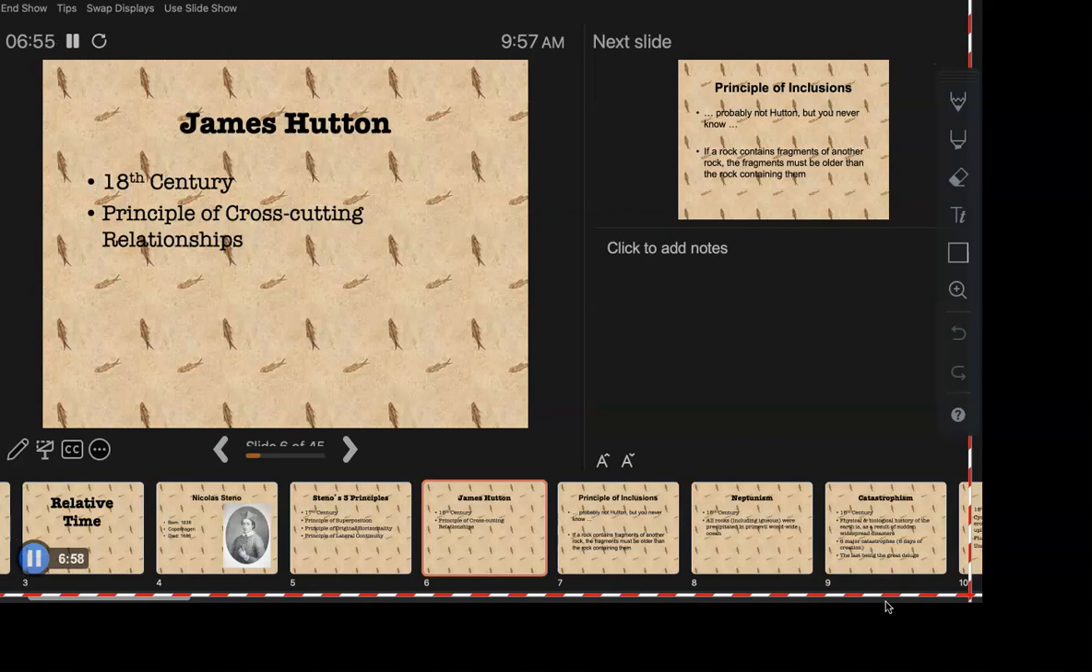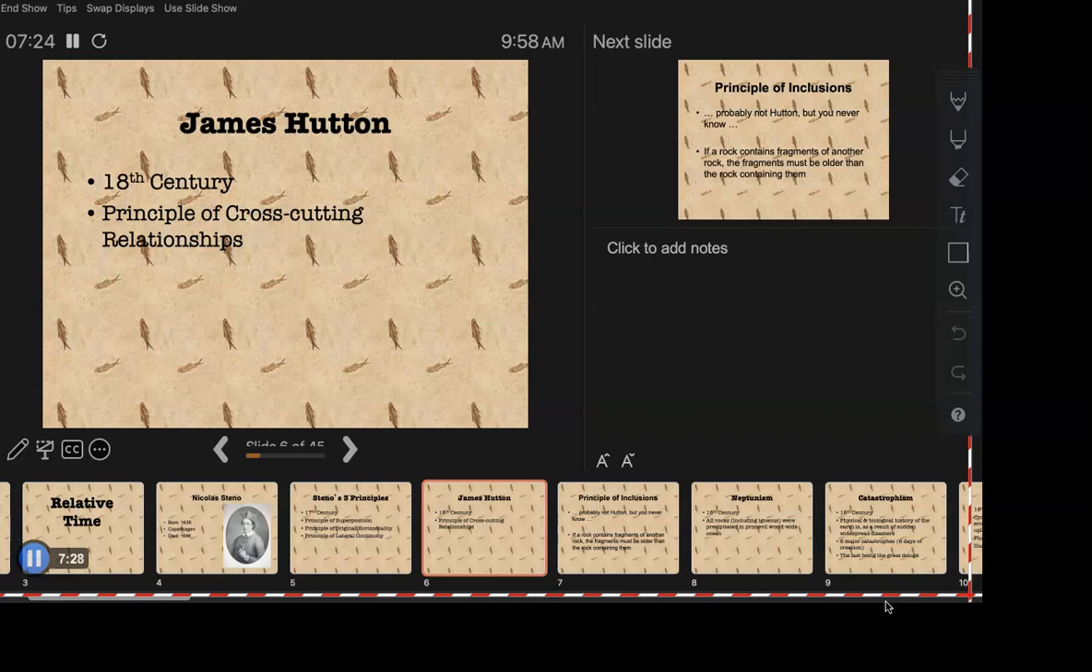Cross-cutting relationships says that the fault in the rock is, well, you guys tell me, older or younger than the rock? Younger. Why? Because the rock had to be there in the first place for the fault to... Yeah, the rock had to be there. Whether there's an intrusion, whether there's a break in the rock, all this is telling us is that the rock had to be there first. Again, well, duh, but you got to write it down to know that it applies.